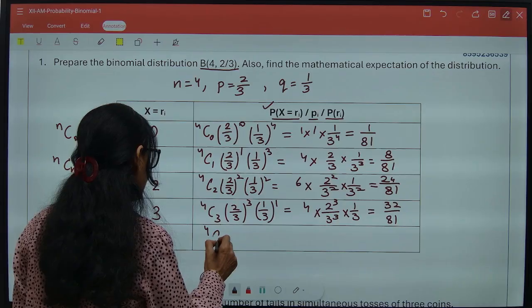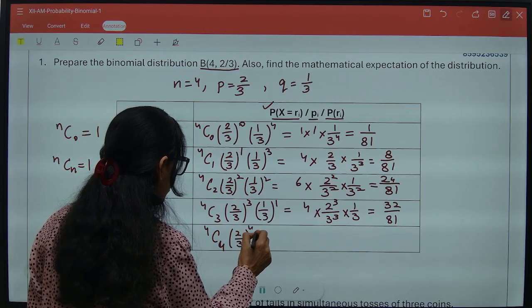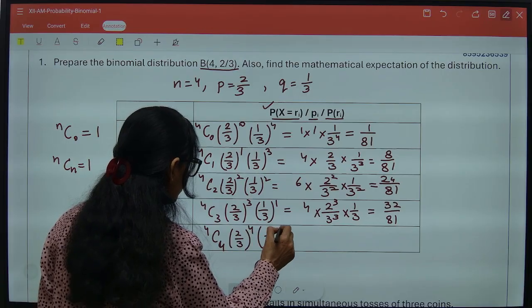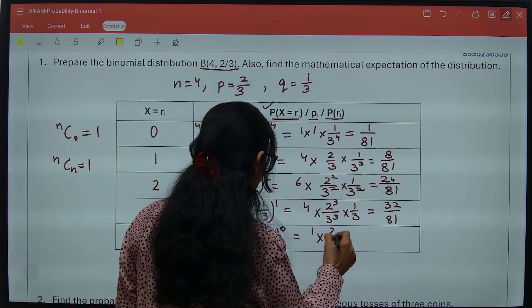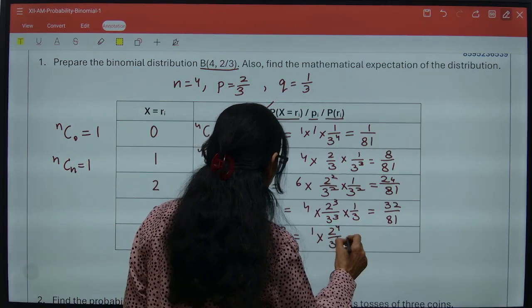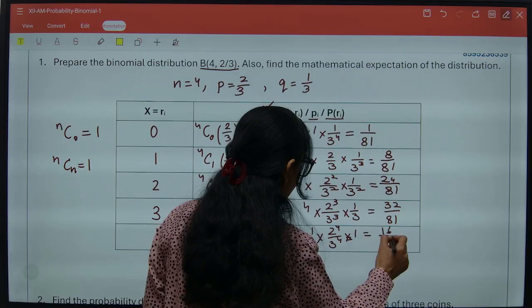Last one, 4C4. 2 by 3 to the power 4 and 1 by 3 to the power 0. So 4C4 is 1. 2 to the power 4 upon 3 to the power 4 into 1. That comes out to be 16 by 81.